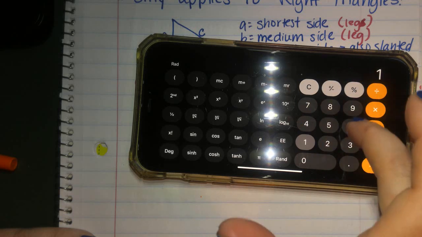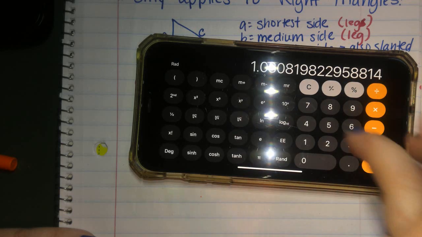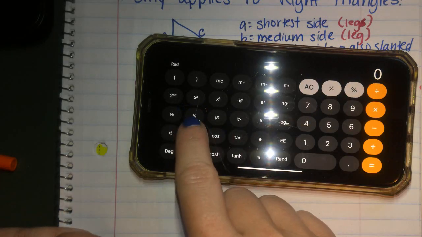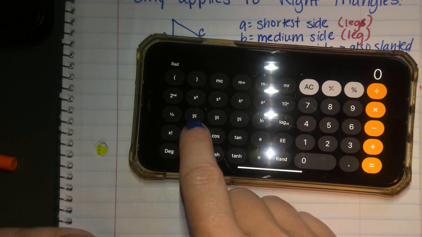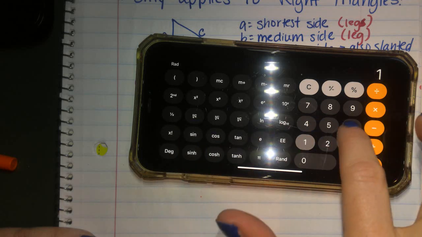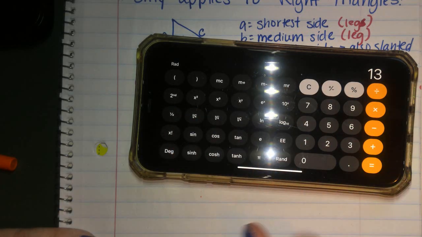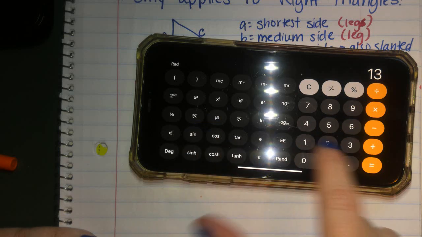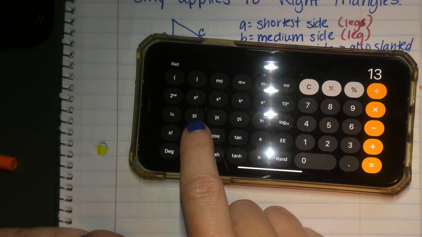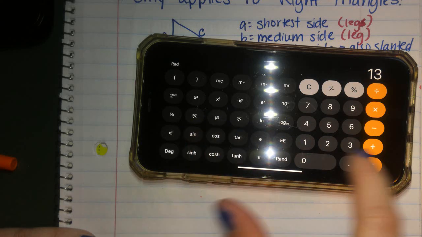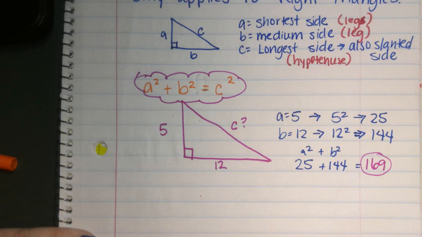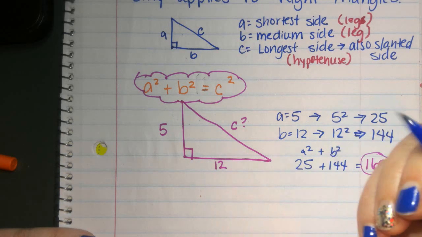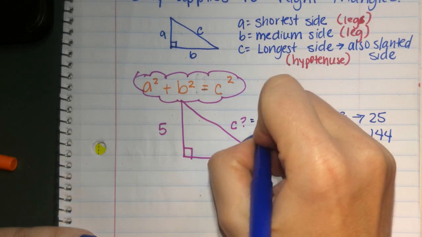Nope. No, that's not the right one. Oh, here it is. The square root's right here. Okay, so this one right here. So 169 square root. That's it. That's the square root button. So you put the number in first, 169, and then you press that button, and it gives you the square root of 169, which is 13. It's the same thing as 13 squared. So what is C? C equals 13.